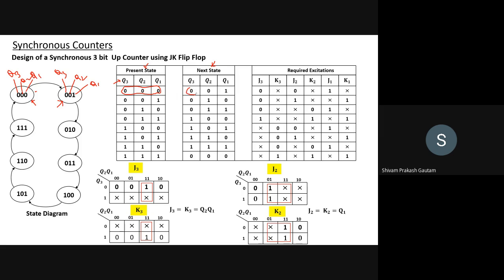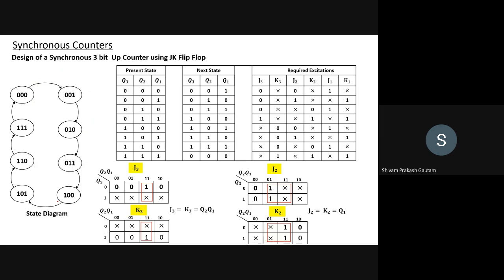So you can see 0, 0, 1 is given here, right? Now when our counter reaches the 0, 0, 1 state, then we want the next state to be 0, 1, 0, and so on and so forth, right? So I think this is very clear. Present state, next state, Q3, Q2, Q1, Q3, Q2, Q1, right?